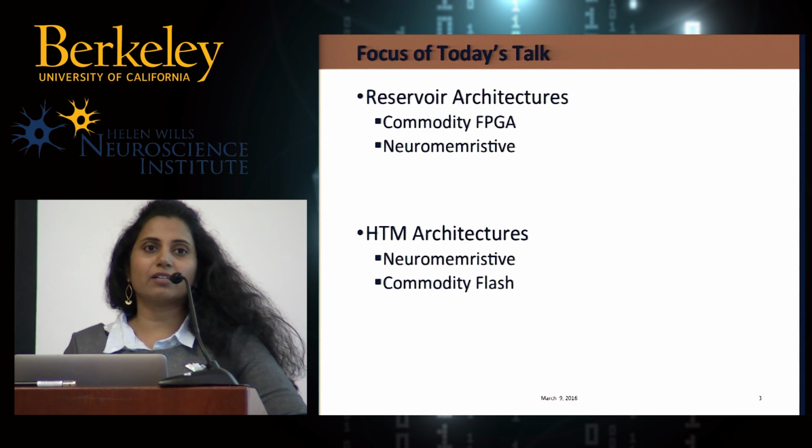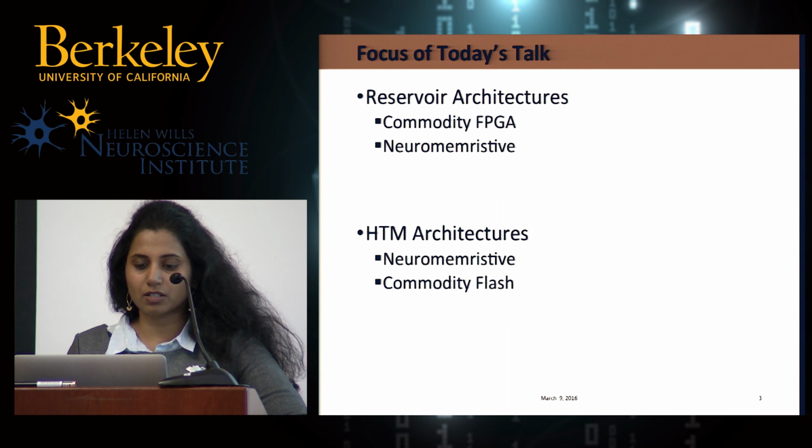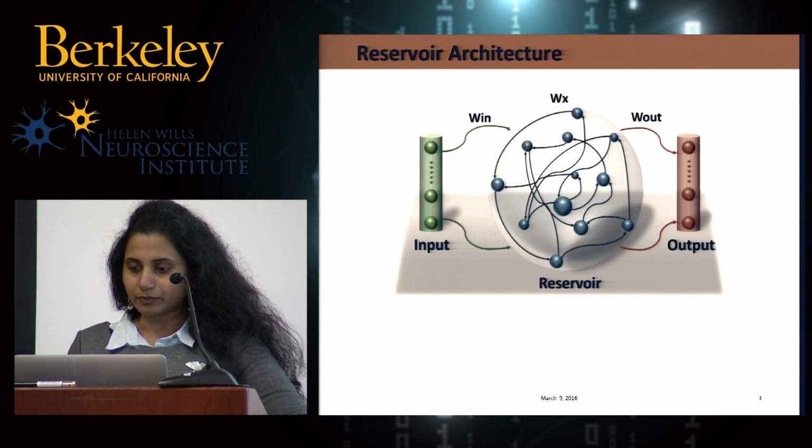The focus of today's talk is on two specific architectures. First, I'll talk about the reservoir architecture that we've been working on, both on a commodity FPGA and a neuromemristive system. And the second is the HTM architecture, which was built using a neuromemristive system and a commodity flash.